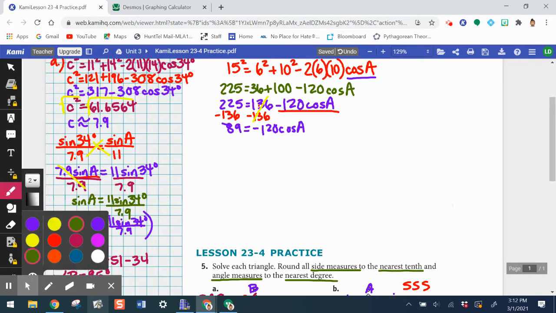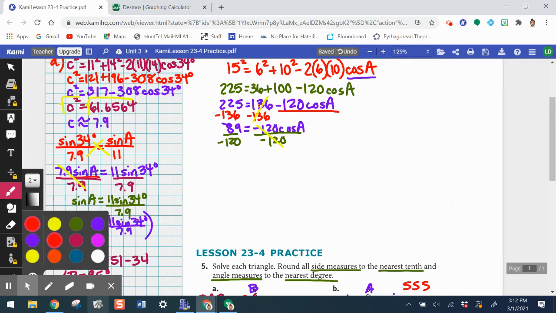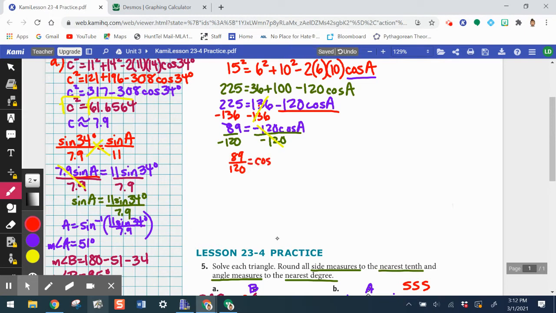Now, since this is negative 120 times the cosine of A, we're going to divide by negative 120. And of course, that division will cancel that multiplication there. Really the only thing we're going to do between these two terms, although there might be a term that both of these can be divided by evenly, is simply say that negative 89 divided by negative 120 is a positive 89 over 120, because when you divide a negative by a negative, it is a positive, equal to the cosine of A.